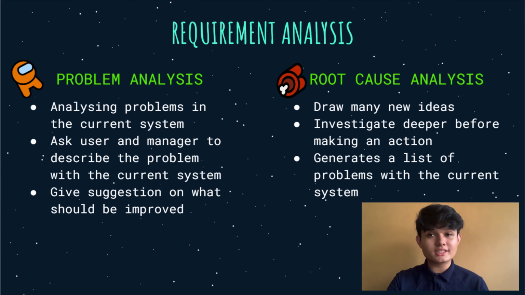And next, for the root cause analysis, we have drawn many new ideas of solutions for the problem. For example, we have investigated deeper into the action instead of jumping into a quick fix solution. And next, we have generated a list of problems with the current system, and then we have prioritized the problems in the order of importance.